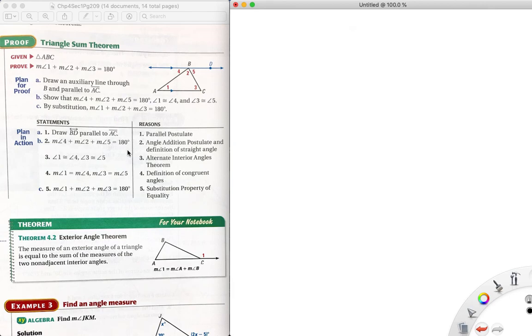That equals 180. Since we have two parallel lines crossed by these transversals, I can say that 4 is congruent to 1. I can say that 5 is congruent to 2. And then I can say they're equal to each other. And then lastly, I can substitute and say, okay, if 1 is equal to 4, I can substitute 1 here. If 3 is equal to 5, I can substitute 3 here. And I can say 1, 2, and 3 equals 180. Substitution property of equality.